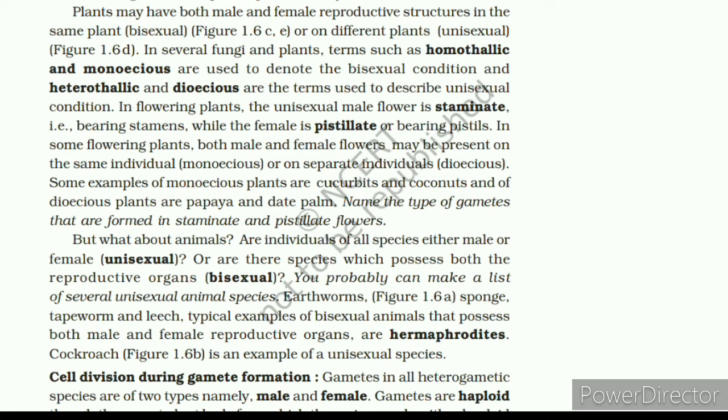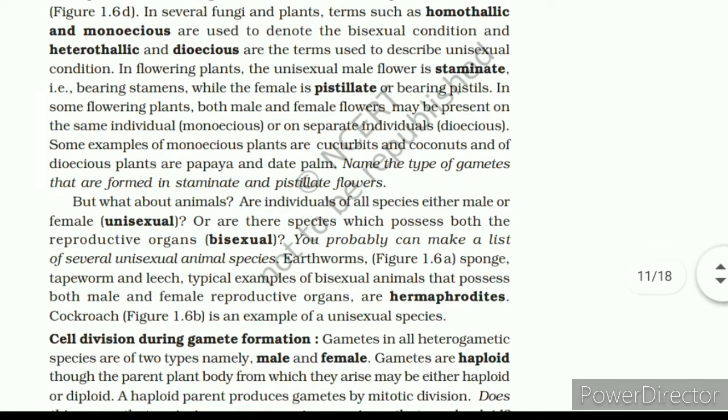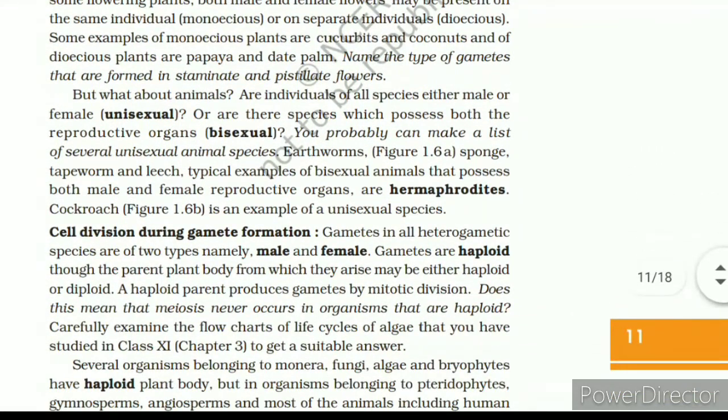But what about animals? Are individuals of all species either male or female, that is unisexual, or are there species which possess both reproductive organs, that is bisexual? You probably can make a list of several unisexual animal species. Earthworms, sponge, tapeworm, and leech are typical examples of bisexual animals that possess both male and female reproductive organs. They are hermaphrodites.